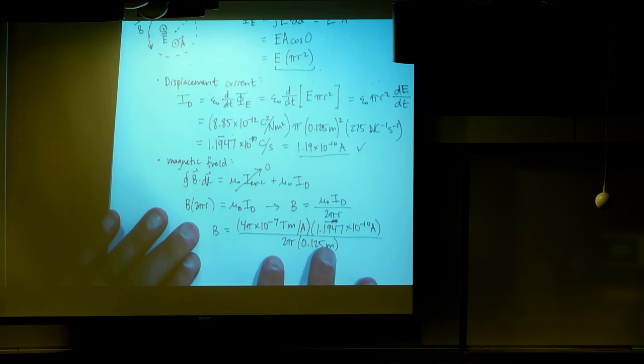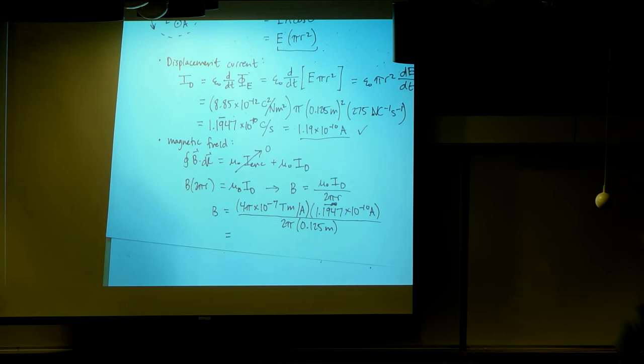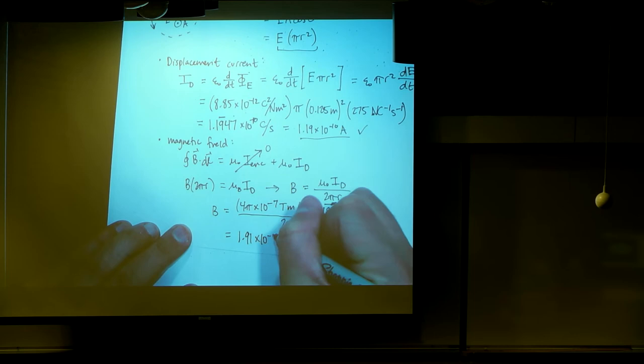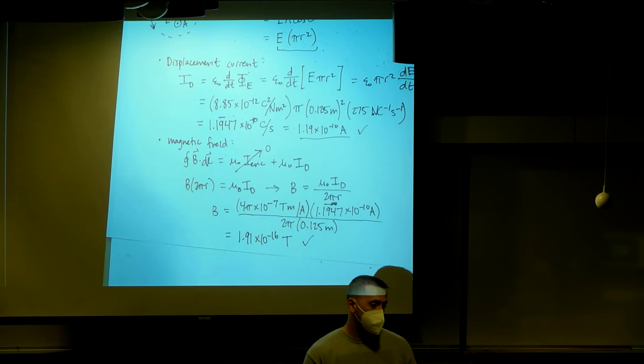Now, it's a very small amount of current, so we expect a pretty small B field, right? Can someone tell me what it works out to? 1.91 times 10 to the minus 16 Tesla. So that's very small. That's like billions of times weaker than Earth's magnetic field. So when we introduce this correction to Ampere's law, it generally results in pretty weak B fields for the most part. But it's still really important to understand eventually how light actually works. We're going to get to that, okay?